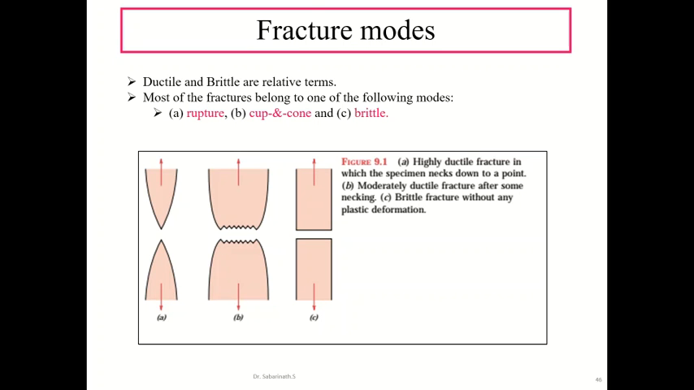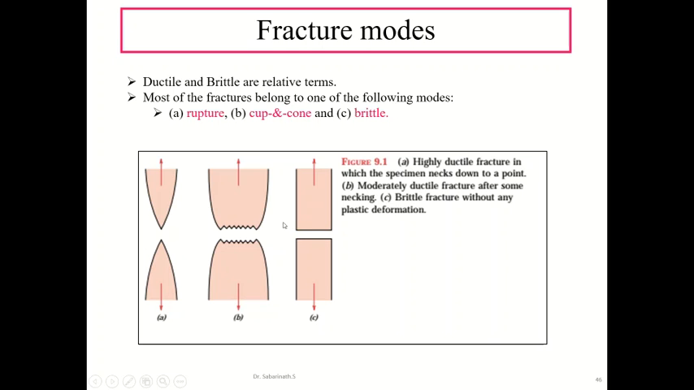Okay, let's look at fracture modes. As I said, there are two modes, ductile fracture and brittle fracture, and these two are related terms. You can generalize the fractures based on three modes. The first mode is rupture, then cup and cone, and brittle. Based on the material and application of load, these three modes of fracture will take place.